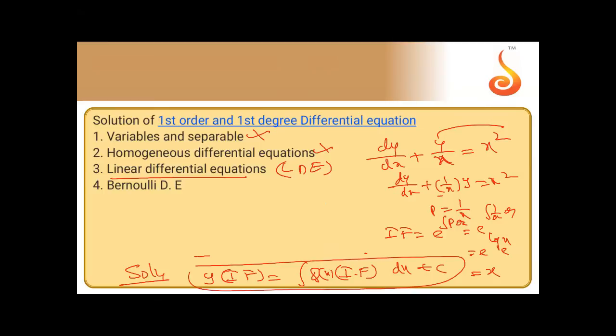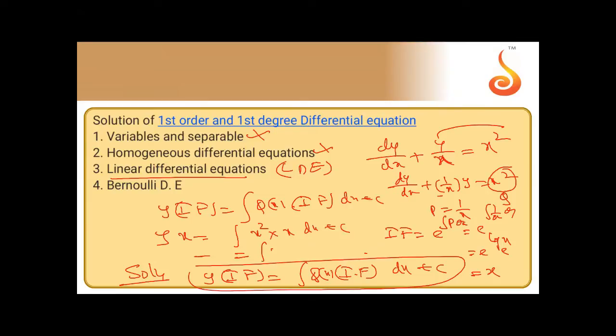So the solution is y into IF equal to integral of q of x into IF dx plus c. So IF is x. The q of x is the right side value, x square. So it is integral of x square into x dx plus c. This becomes integral of x cube dx plus c. The integral of x cube is x power 4 by 4 plus c. That is the solution for this equation. So y x equal to x power 4 by 4 plus c. That is the solution of the differential equation.